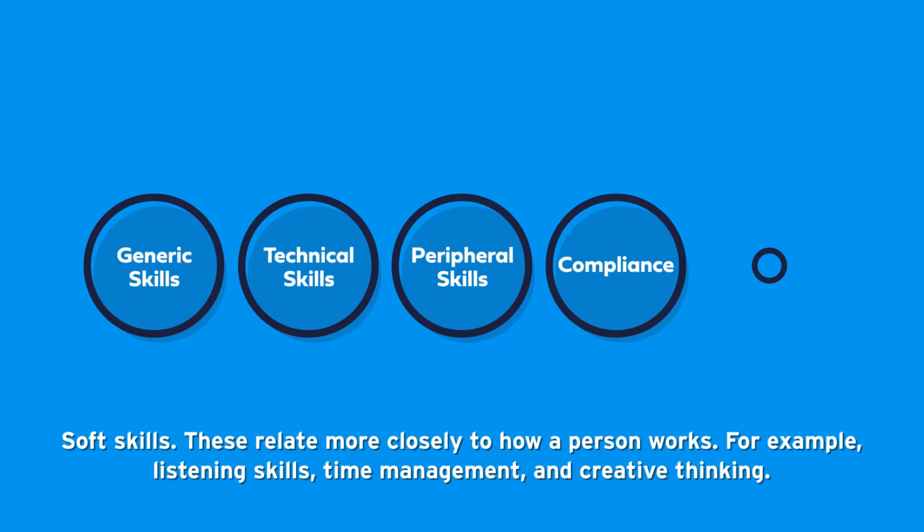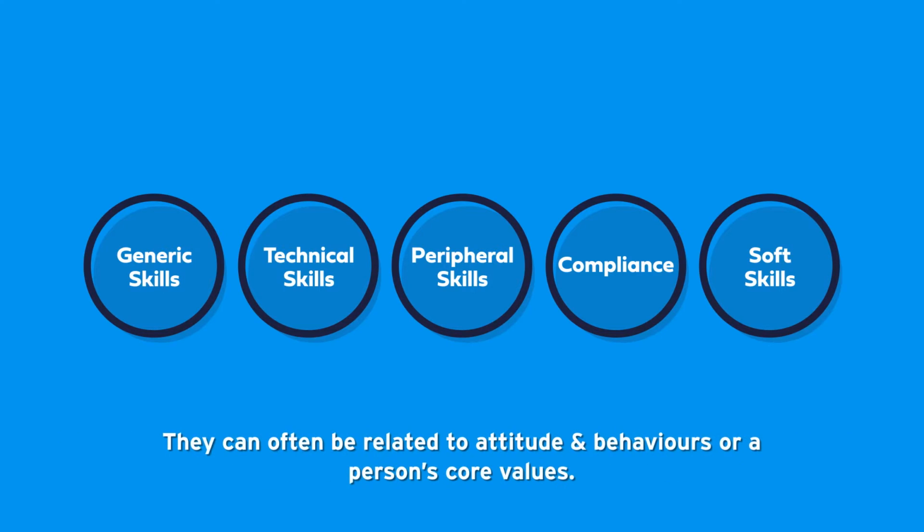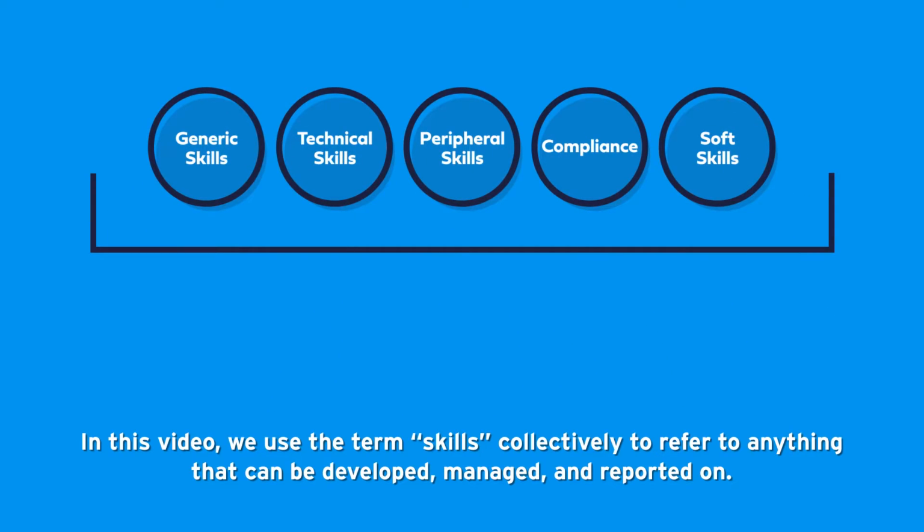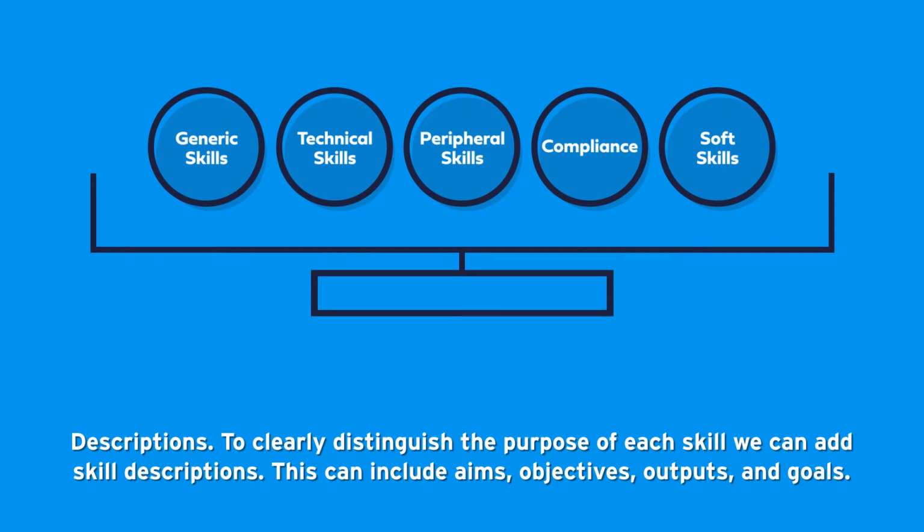Soft skills. These relate more closely to how a person works. For example, listening skills, time management, and creative thinking. They can often be related to attitude and behaviours or a person's core values. In this video, we use the term skills collectively to refer to anything that can be developed, managed, and reported on. Descriptions. To clearly distinguish the purpose of each skill, we can add skill descriptions.